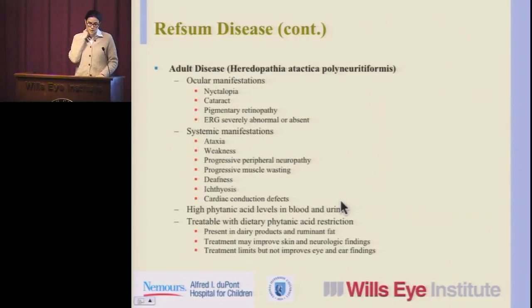The adult form, on the other hand, have very high phytanic acid levels in both the blood and the urine, and treatment with dietary phytanic acid restriction can be helpful, but it really does not often help to improve the eye vision loss or the hearing loss. It just kind of stabilizes things. Again, here, these adults tend to have some systemic conditions of ataxia, weakness, peripheral neuropathy, muscle wasting, and, of course, the deafness.